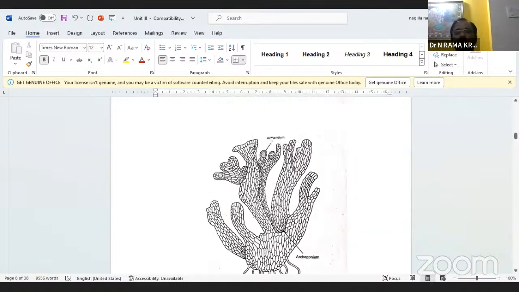But how does the development of the antheridia and archegonia happen? One section divides into two equal parts, and the lower part and upper part undergo meiotic divisions. Here this one is the antheridium. After the development, this antheridium is produced, just a minute.